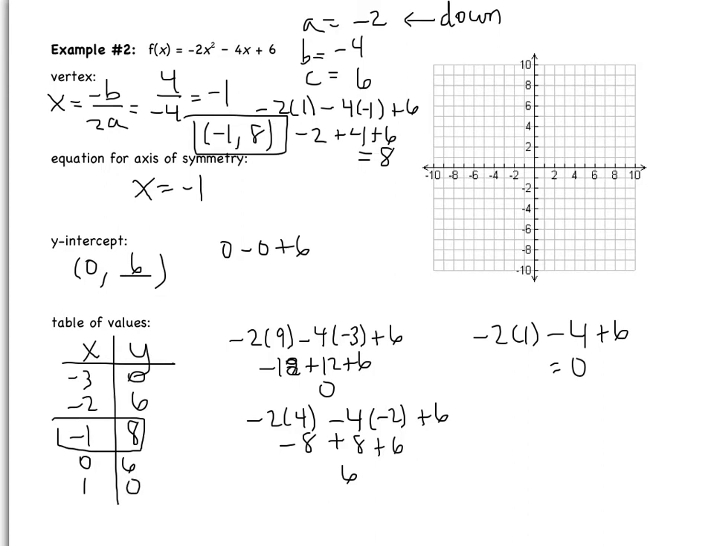And I know that I did this correctly because these 2 numbers match and these 2 numbers match. And they should because a parabola is symmetric. The vertex is going to be the only one that doesn't have a matching y.